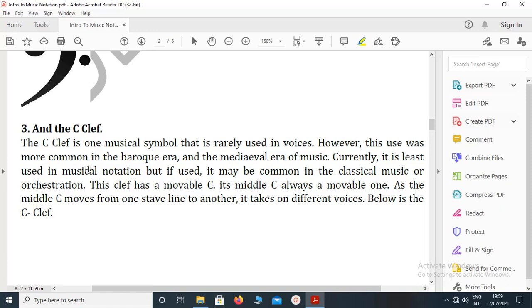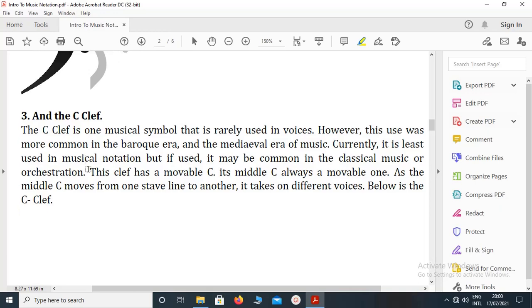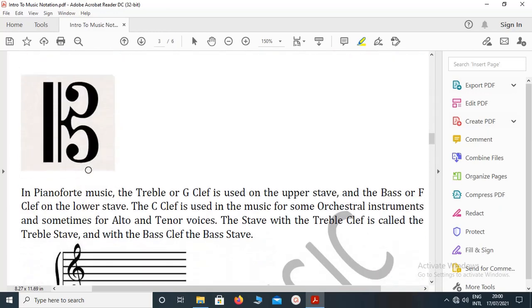Now, it may be common in classical music. This clef has a movable C. Its middle C is always a movable one. As the middle C moves from one stave line to another, it takes on different voices, and this is how it looks. In most cases, this is how it looks. So the area we know as the movable C is this point.